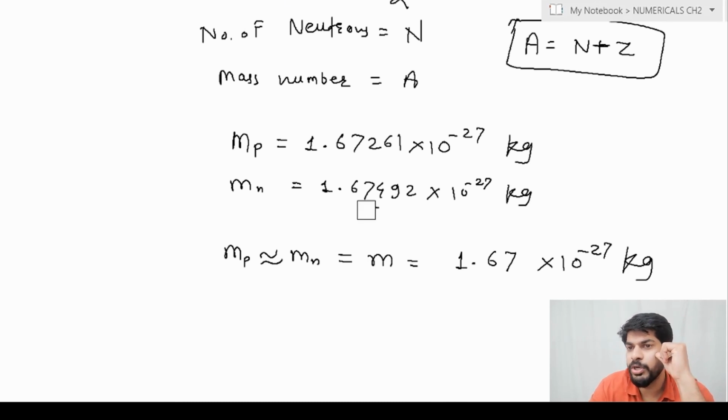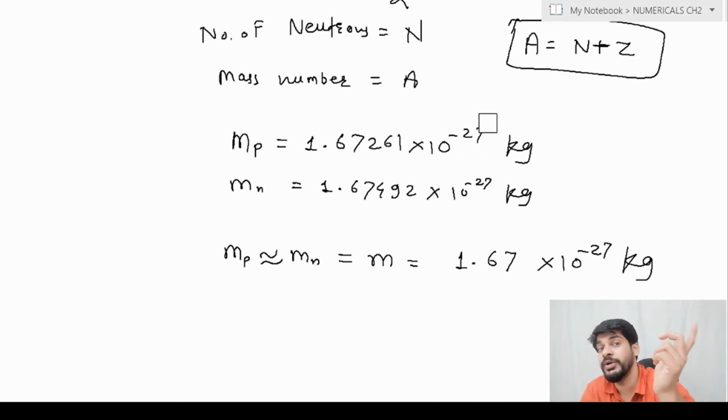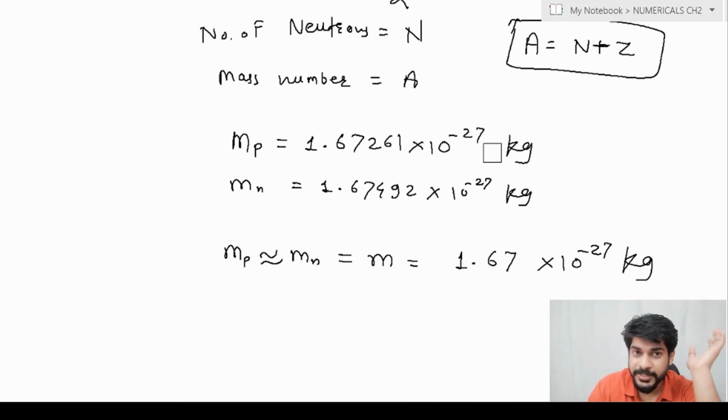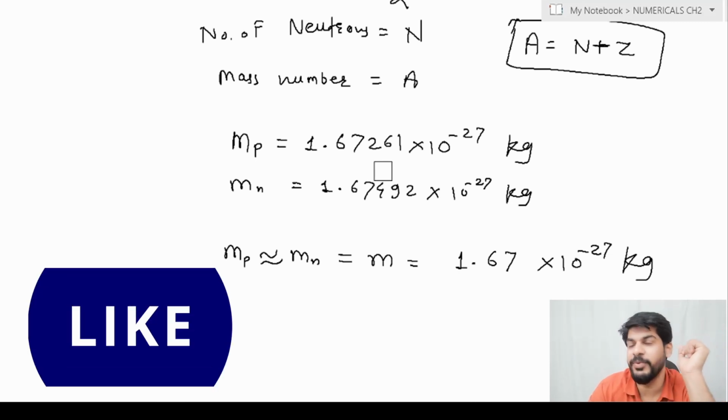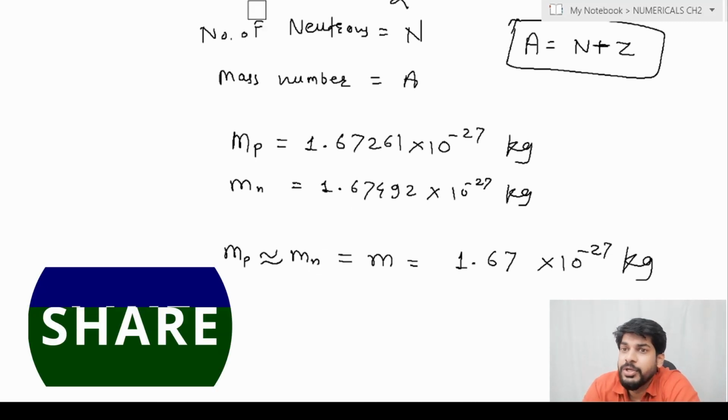Very small difference you can see here, in fact there is a 10 raised to minus 27 also. So you can imagine the difference in mass is at what decimal place. You have to go 27 decimal places back, then you will understand where the difference is. Anyways, we are just considering them the same.